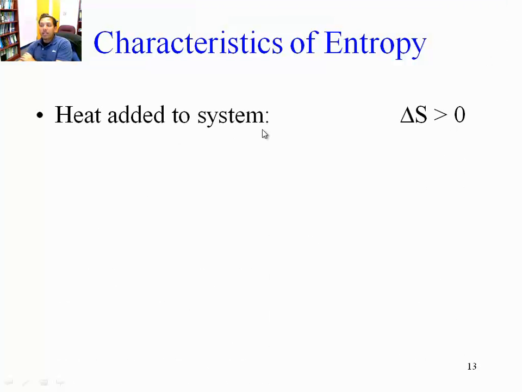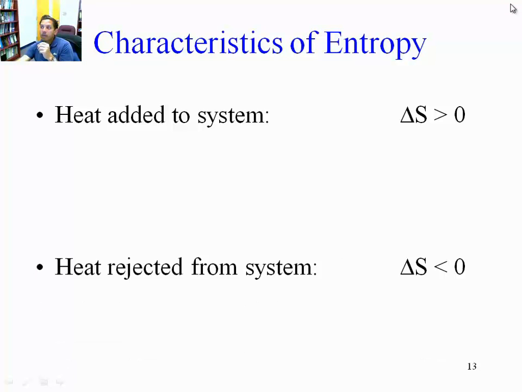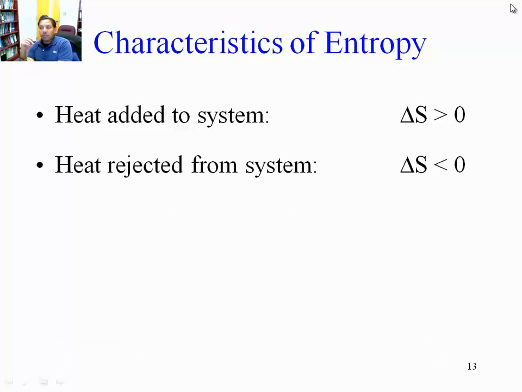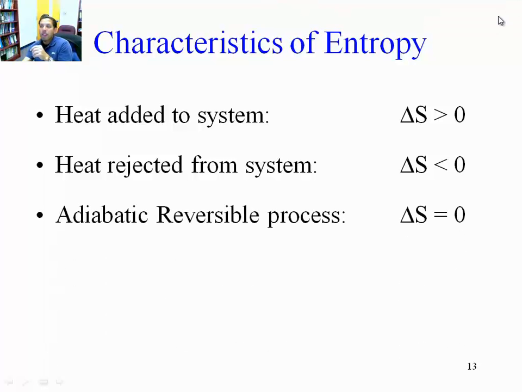So if heat is added to the system, entropy increases. Delta S is greater than 0. Entropy always increases when the system absorbs heat. If the system rejects heat, then the entropy of the system goes down. If the process is adiabatic, meaning the system is insulated, then there cannot be any entropy change. dq is equal to 0, and therefore delta S is equal to 0.